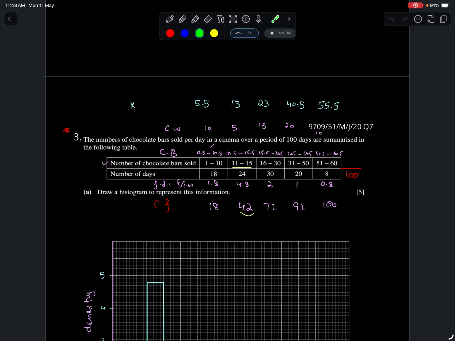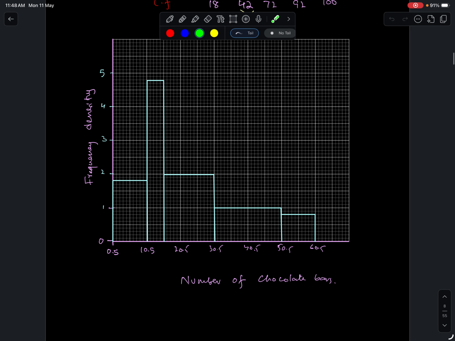Now frequency density is frequency upon class width. So frequency divided by class width. Frequency is 24 for this class and the width is 5. So 24 divided by 5 will give you 4.8 and so on. And draw the histogram clearly.